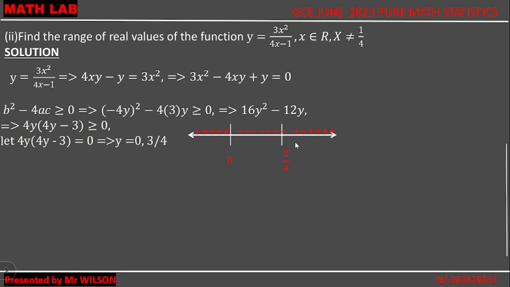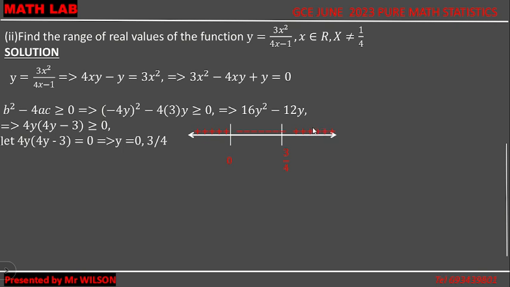We take even 1. We replace 1 here. If you replace 1 here, you're going to have 4 into 1 into (4 times 1 minus 3). So you're going to get 4 minus 3, which is 1, times 4, which is 4. So 4 is greater than or equal to 0, so it works.